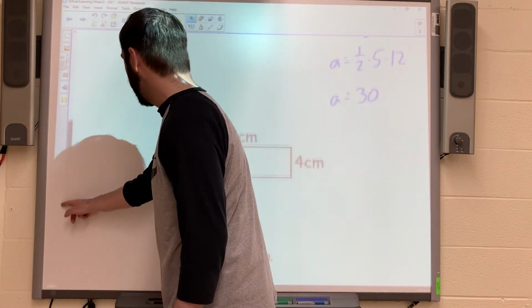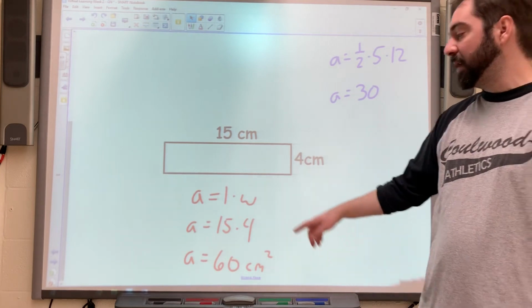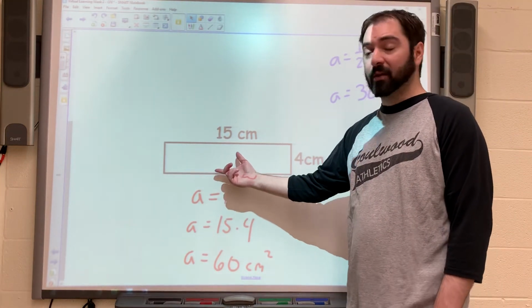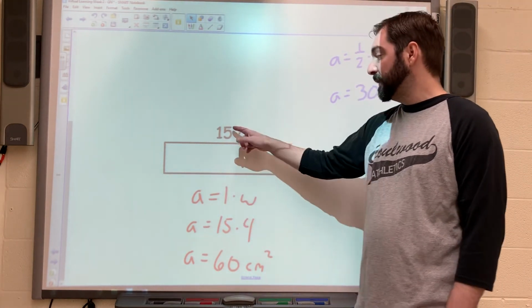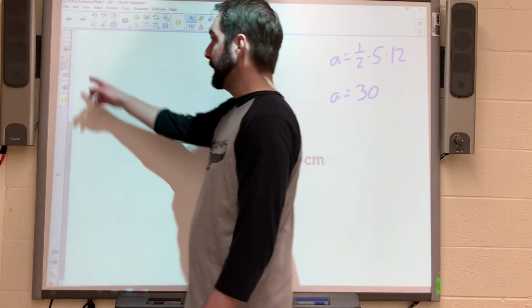And the very last one on the bottom, just to try to trick you, a quick review. Remember, it's not 1/2 base times height. For a rectangle or square, we have a length times a width. 15 times 4, 60 square centimeters.